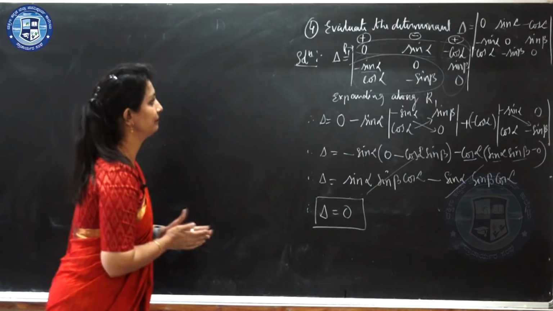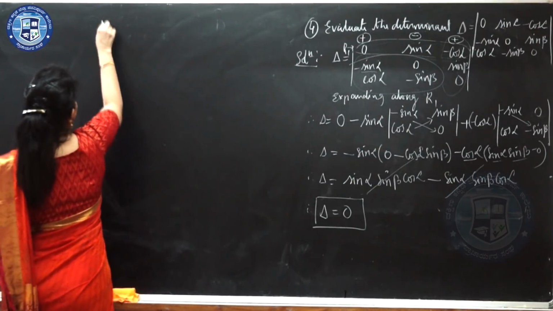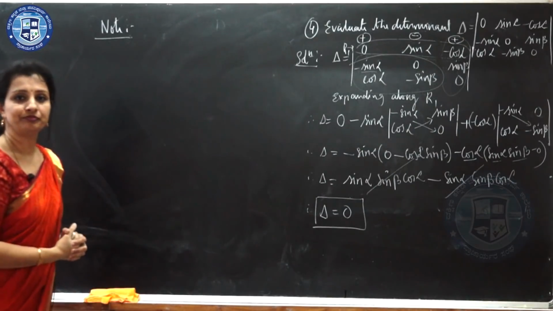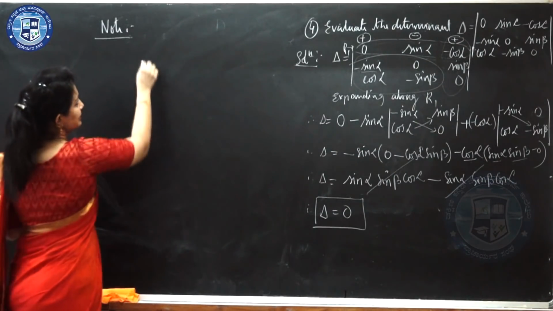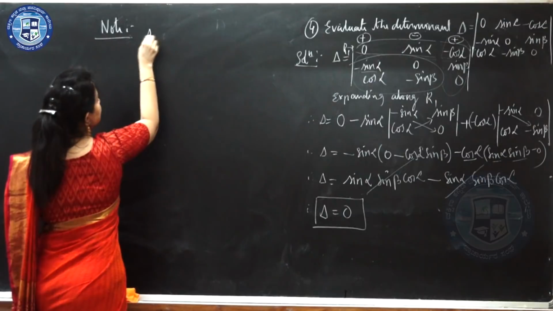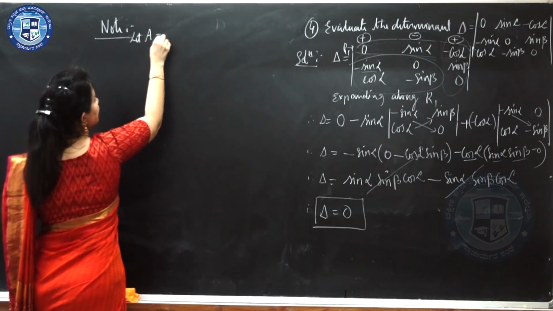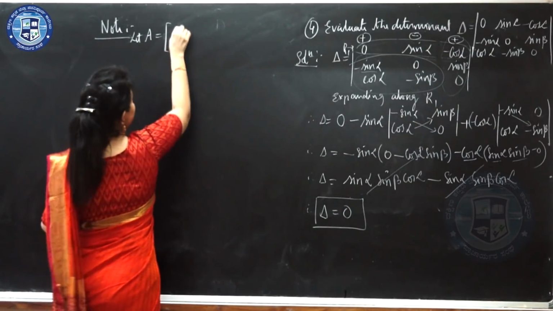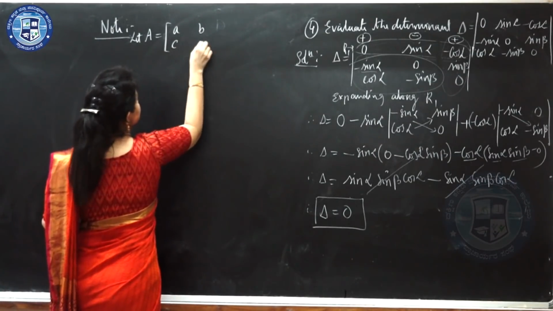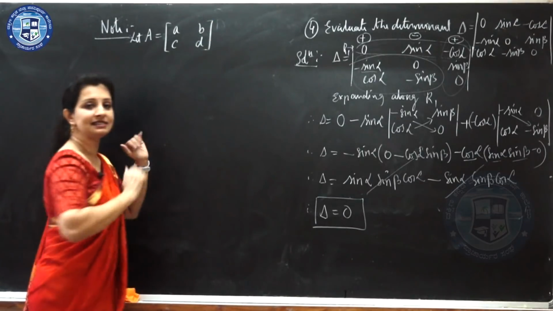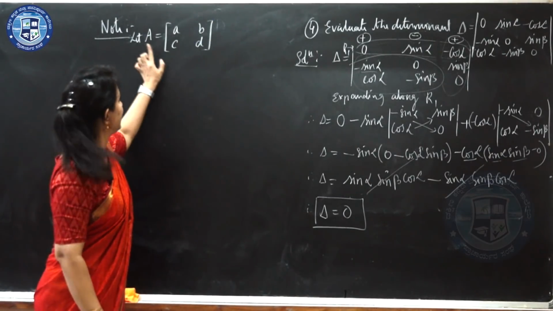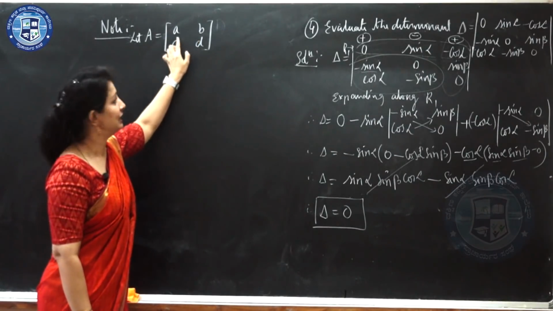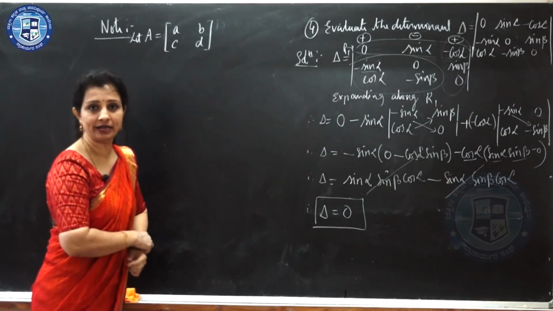Look at this. Note, suppose there is a square matrix, let A be a square matrix which is equal to A, B, C, D. This we will get one result. How to get that? Look at this. A is a square matrix of order 2. That is A, B, C, D are the 4 elements.